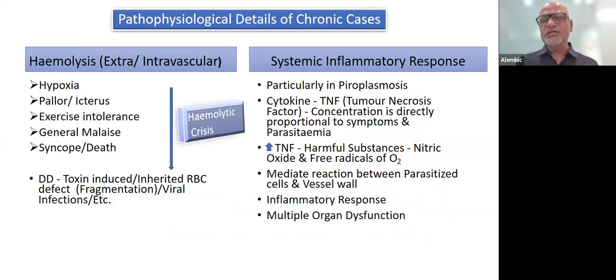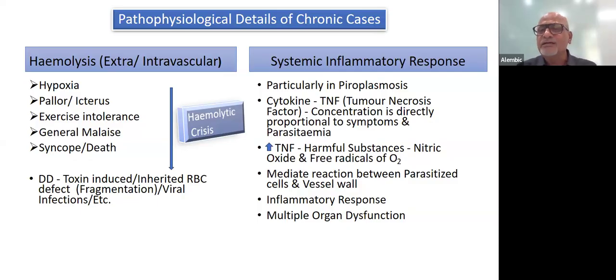Then in long-standing cases, there are two basic outcomes. One is hemolysis, and there are symptoms associated with it, that is hypoxia. The mucous membranes become pale. Sometimes when the hemolysis is on a large scale, indirect bilirubin increases, and you will also see icteric mucous membranes, exercise intolerance, general malaise, the general condition goes down, and sometimes the dogs faint, and even death occurs. So that is a hemolytic crisis, which may also be seen in some other conditions, and one has to differentiate it.